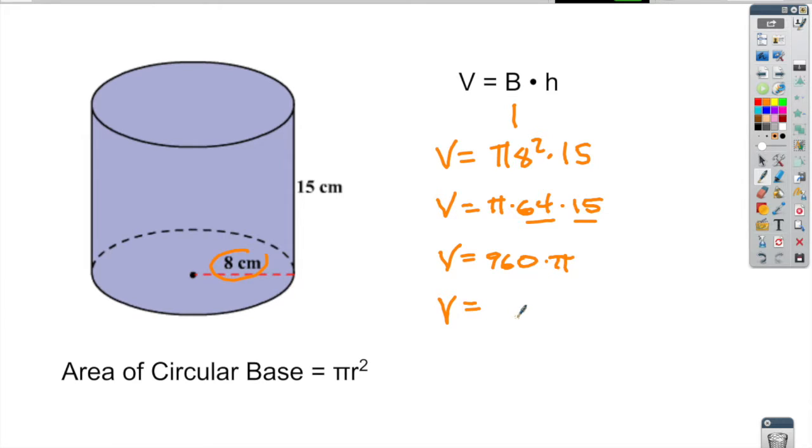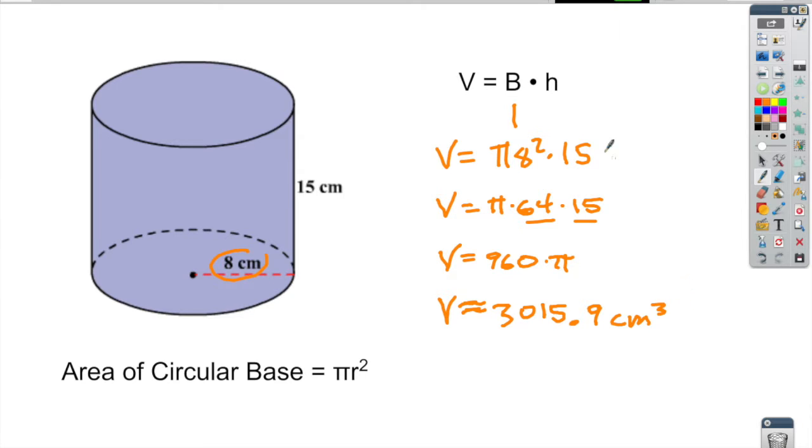So 960 times pi, 3015.928 blah blah blah. We'll just round it off to tenths, round it down since it's 9.2, round it off to 0.9. And I should change this to approximation symbols. And that's volume, so we're looking at cubic centimeters.